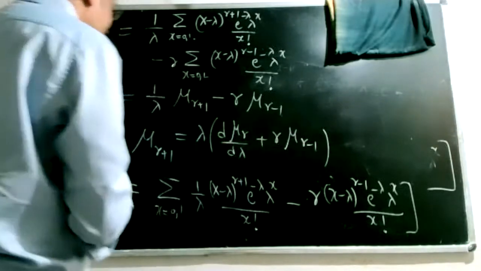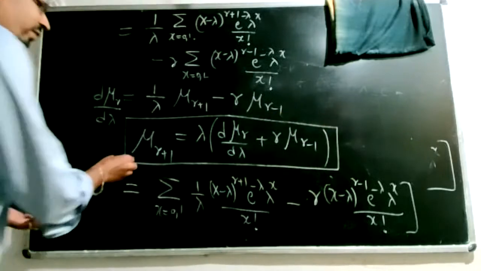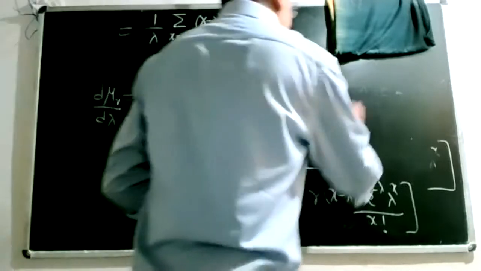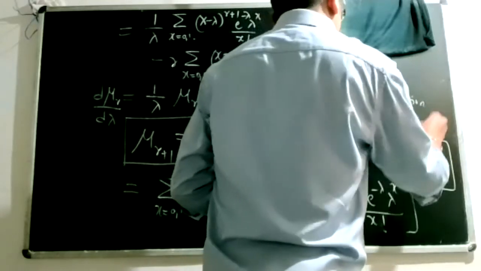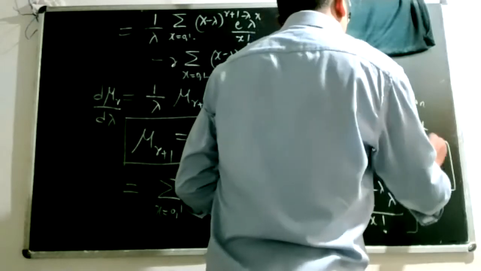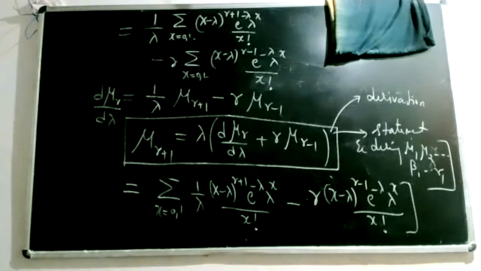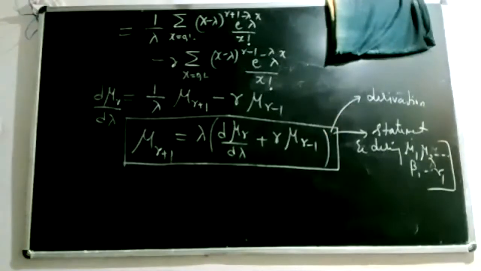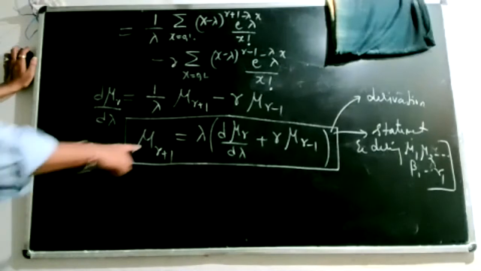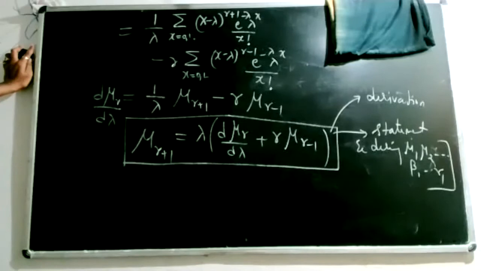Using this relation also, you can obtain mu 1, mu 2, mu 3, mu 4, beta 1, beta 2, gamma 1, gamma 2. Two questions are possible here. First one is derivation of the result. The second one is stating the result and deriving the moments, mu 1, mu 2, mu 3, beta 1, gamma 1, etc. Let me verify the result: mu r plus 1 equals lambda into r mu r minus 1 plus d by d lambda of mu r. So if they say derive the recurrence relation between moments, you have to state mu r, differentiate that and simplify. If you have confusion, you can watch the video one or two times and you will understand the steps clearly.